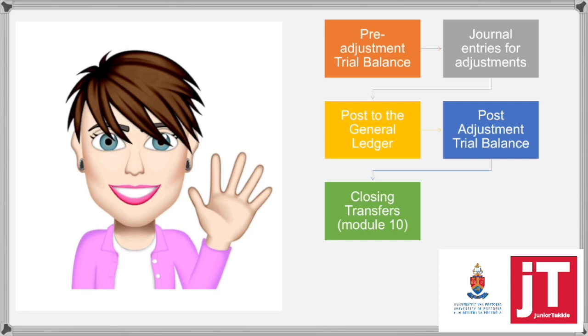And if we look at this final sort of diagram here, we've done the pre-adjustment trial balance. We've done our journal entries. We've posted to the general ledger as well, post-adjustment trial balance. So, the next Module 10 will look at closing transfers.